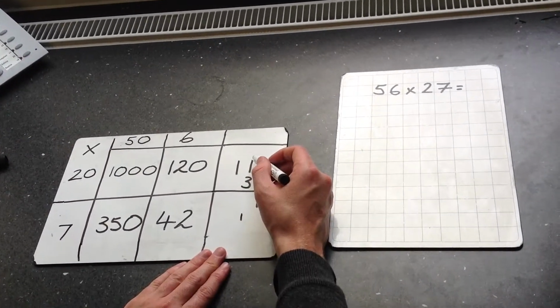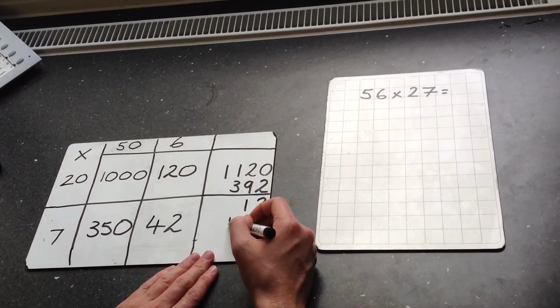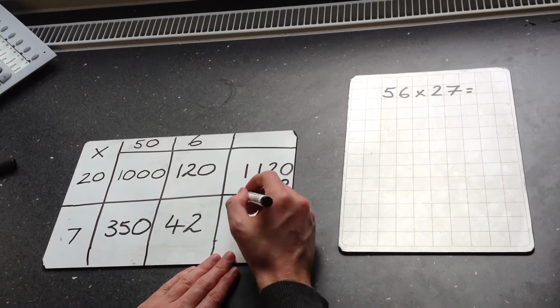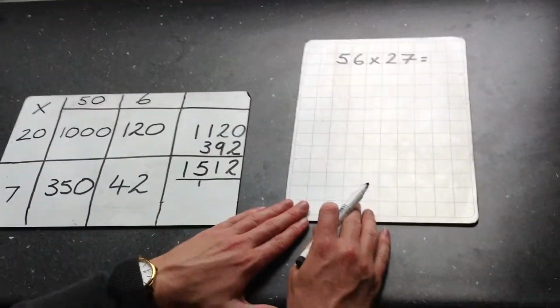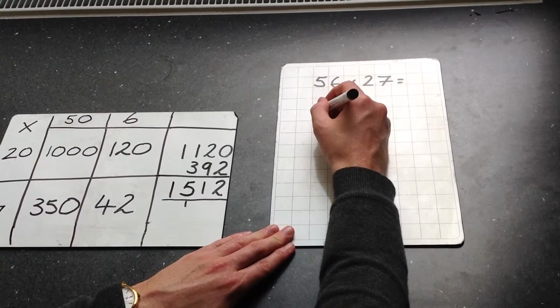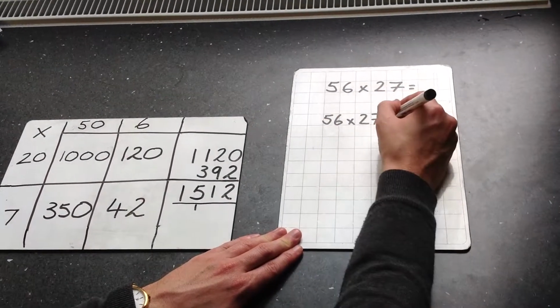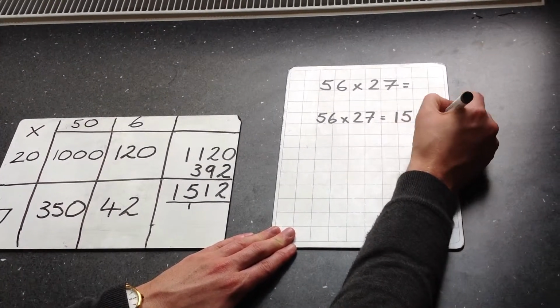My hundreds column. 1 add 3, 100 add 300 is 400. Add the extra 100 that I regrouped was 500. And then my 1000 is there. So my total and my answer is 56 multiplied by 27 equals 1512.